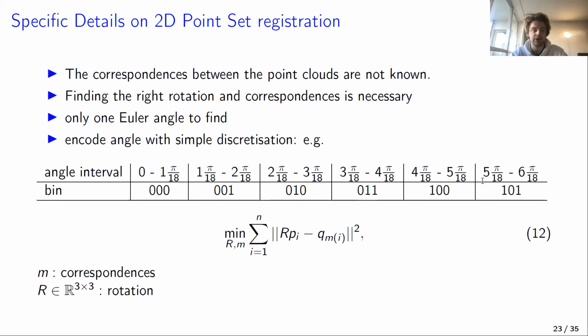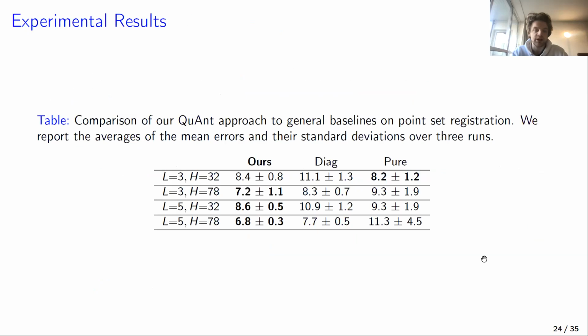We just need to find one Euler angle, and the Euler angle is encoded as follows. We sample the space between all possible angles. In this case, it was between 0 and pi third, and then we split it into regular intervals. For example, here the angle 0 would be encoded as 0, 0, 0. And as we can see in the table on the next slide, our method basically always outperforms the diagonal and the pure baseline.